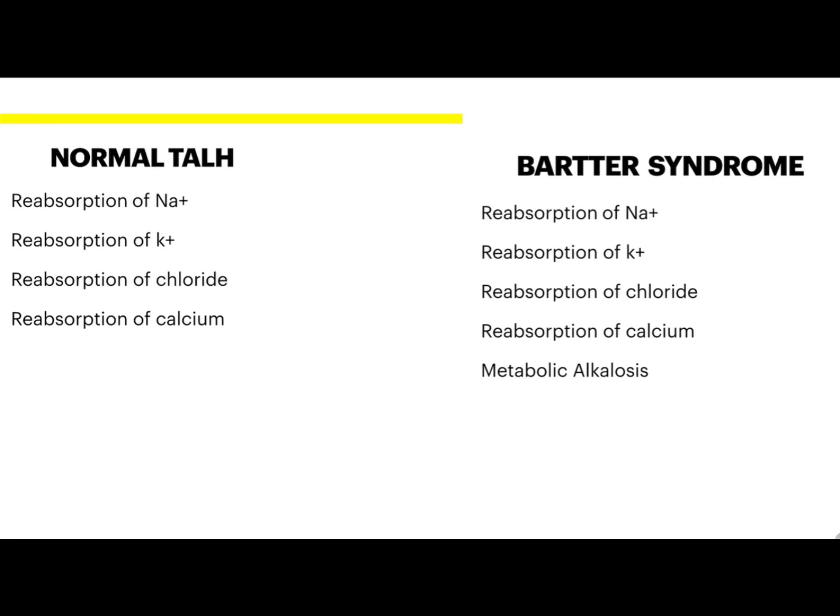So in a normal loop of Henle, there is reabsorption of sodium, which will be hampered in Bartter syndrome, and there will be features like hyponatremia. Impaired reabsorption of potassium will lead to hypokalemia. Impaired reabsorption of chloride will lead to hypochloremia. Impaired reabsorption of calcium will lead to hypocalcemia or hypercalciuria. Also, there will be features like metabolic alkalosis, which I will discuss on the next slide.